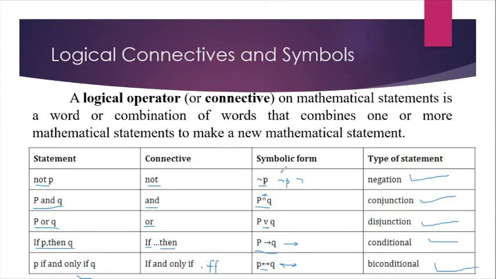Okay, so again, you need to familiarize this. Kung not, ganito yung symbol niya. Kung and, ganito yung symbol niya. Kung or, ganito ang symbol niya. If then, isang head ng arrow lang, single-headed arrow. And then kung if and only if, two-headed arrow, or an arrow na nag-extend on both directions.